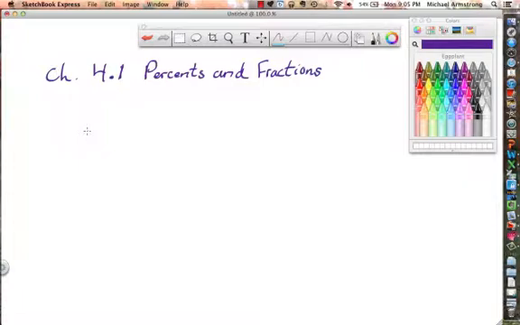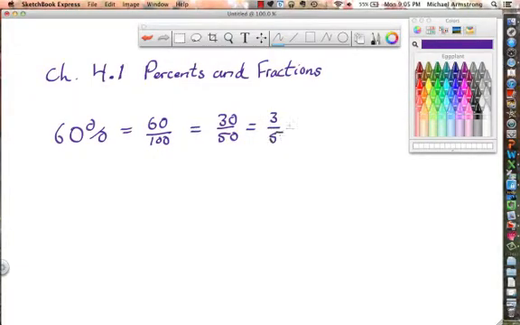We have to remember that a percent and a fraction are very similar to each other. A percent is interesting because it's a part of 100. So 60% is the same thing as 60 out of 100. Okay? It can be written like this. It can also be written as 30 out of 50, or 3 out of 5, or even 6 out of 10. We could write decimals about 60%.